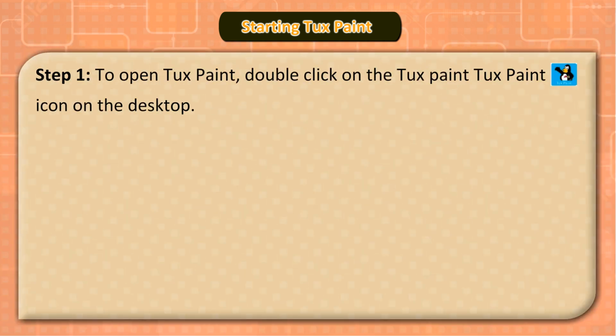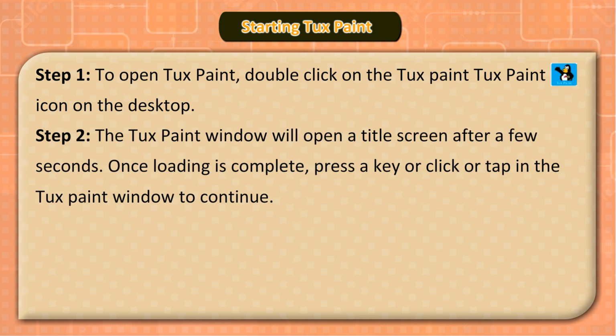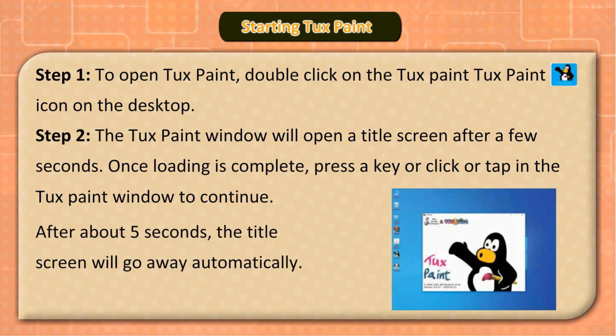Starting Tux Paint. Step 1. To open Tux Paint, double-click on the Tux Paint icon on the desktop. Step 2. The Tux Paint window will open a title screen after a few seconds. Once loading is complete, press a key or click or tap in the Tux Paint window to continue. After about 5 seconds, the title screen will go away automatically.